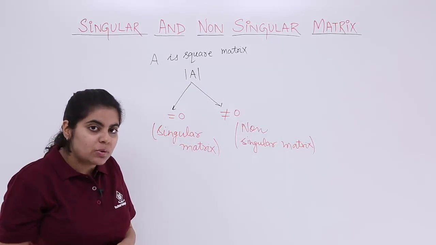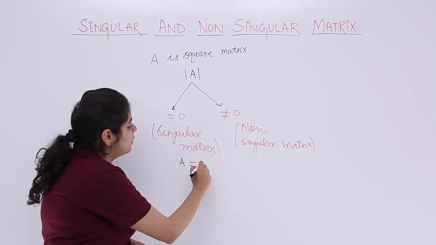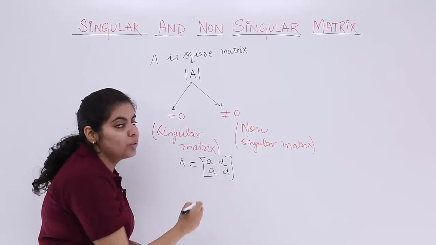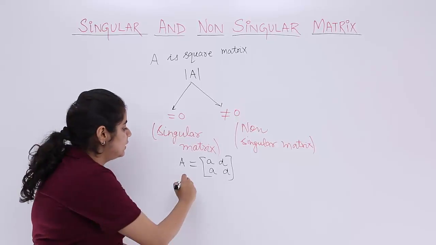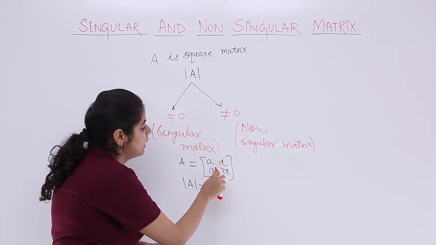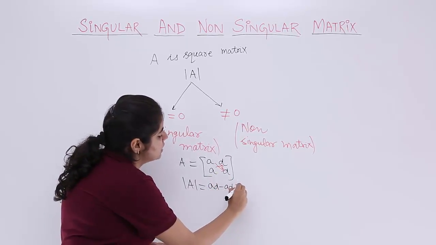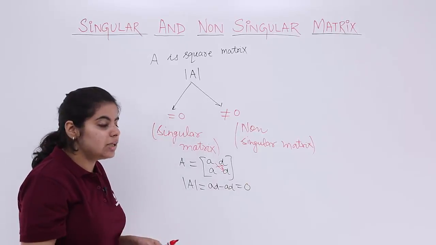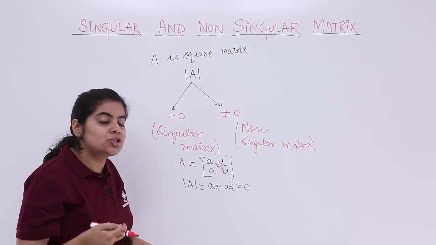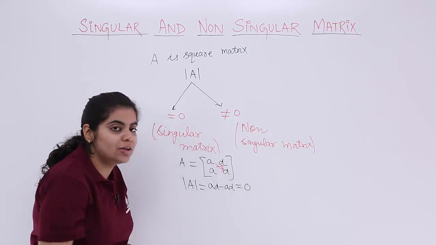Now suppose a matrix A is given to me, and that matrix is such that its rows are [a, d] and [a, d]. What is the determinant value? The determinant value is obtained by cross multiplying. The cross multiplication will give me ad minus ad, which is equal to 0. Even if you don't cross multiply, if you know the properties of determinants, you must know that two identical rows always give the determinant value as 0.